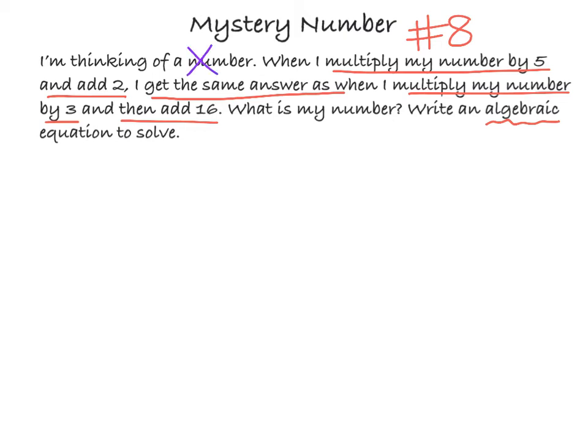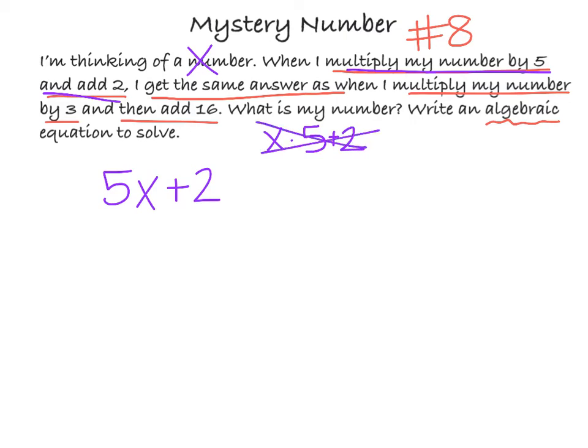It says when I multiply my number by 5. So I'm going to multiply my number by 5 and then add 2. So we know that's going to be 5x plus 2. And again, I'm writing 5 in front of the x. I'm not going to write x5. Sorry, I keep seeing people wanting to do that. We're not going to do x times 5 like that. We're going to do 5x. Sorry, I got off on a tangent there.